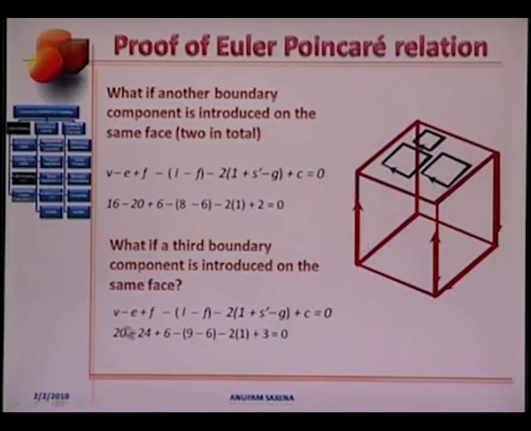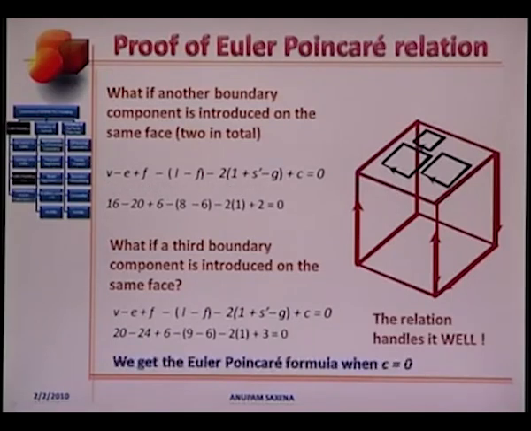We again see that the Euler-Poincare relation holds. Introducing a boundary component on the same face is equivalent to borrowing a boundary from a different face. And that is possibly the reason why this relation holds good. Finally, we get the Euler-Poincare formula for valid solids without any boundaries when C equals 0.